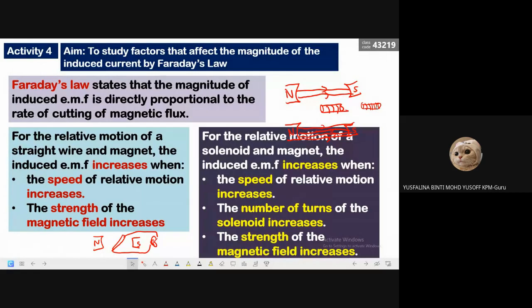And the last one, the strength. So this one is also the same as the straight wire. If you use a stronger magnet, of course the induced current will be higher.